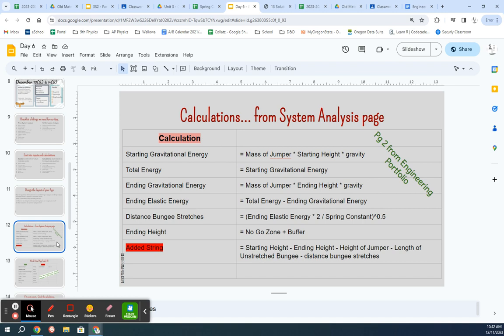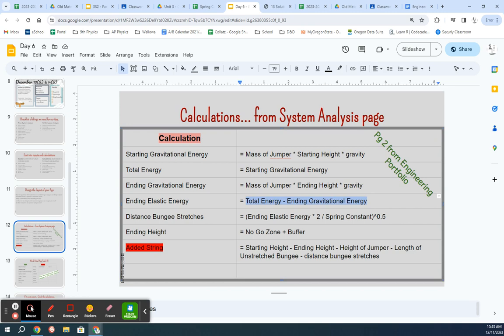The ending gravitational energy is mass times ending height times gravity, again based on where we want them to end, where we want them to stop. Ending elastic energy we get by subtracting. We know that the total energy at the end is composed of ending gravitational and ending elastic. So if we subtract the ending gravitational from the total, we get the ending elastic energy. We know how much energy is stored in the elastic band.